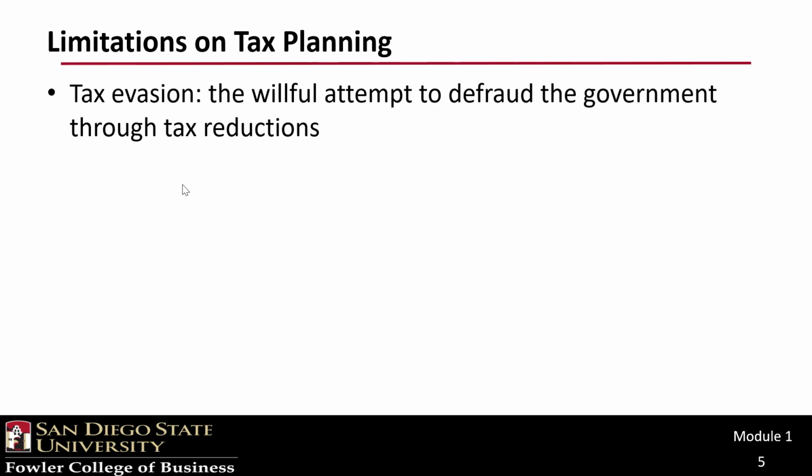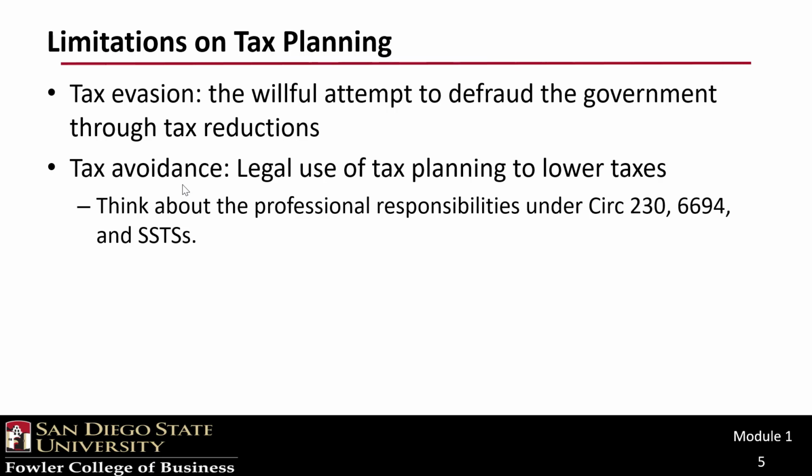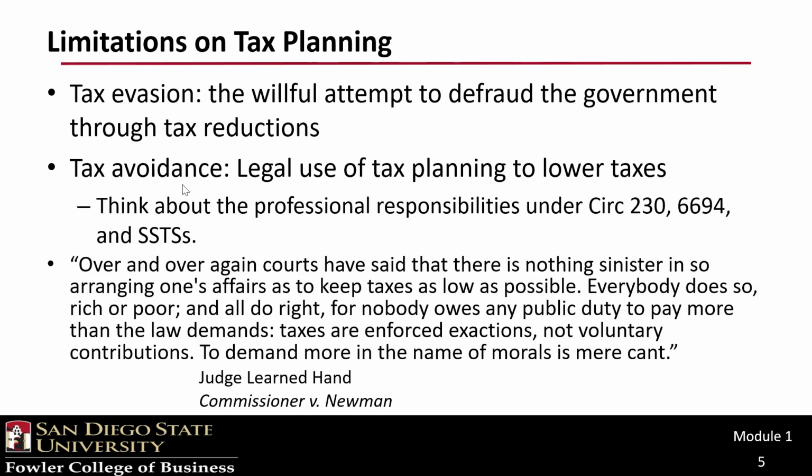Okay, one last thing before we finish out. I want to talk about the difference between tax evasion and tax avoidance. So tax evasion is the willful attempt to defraud the government through tax reductions. Tax avoidance is the legal use of tax planning to lower taxes. And if you're concerned about that, think about the professional responsibilities we covered earlier in this module, those under Circular 230, Code Section 6694, and AICPA's SSTS.